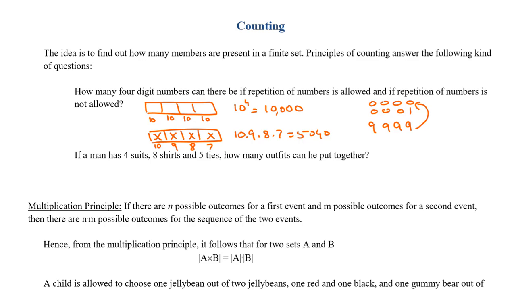And for the next question here, you have a man with 4 suits, 8 shirts and 5 ties. He can make 4 times 8 times 5, or 160 outfits. And this is what the concept of counting is about.